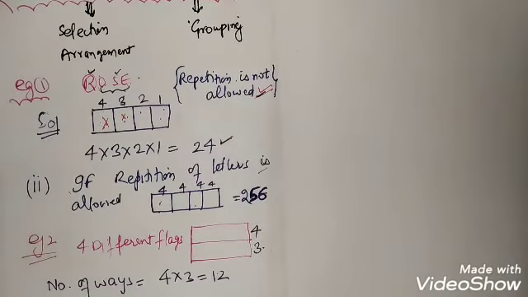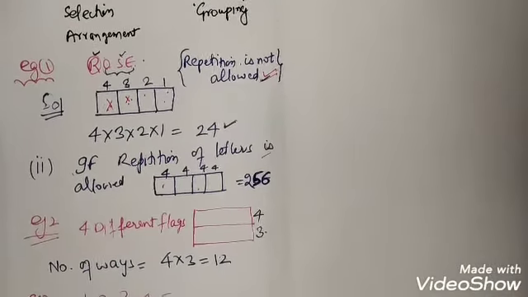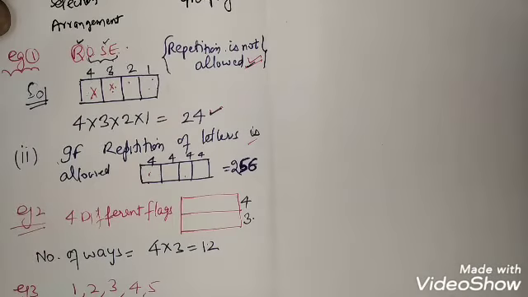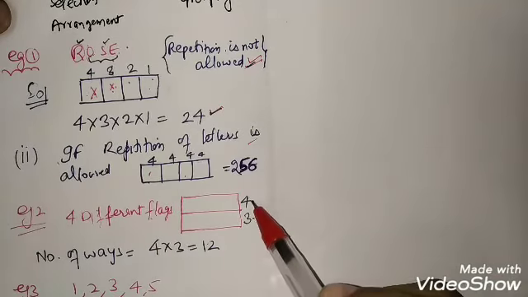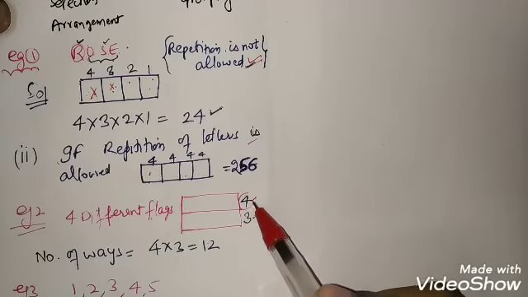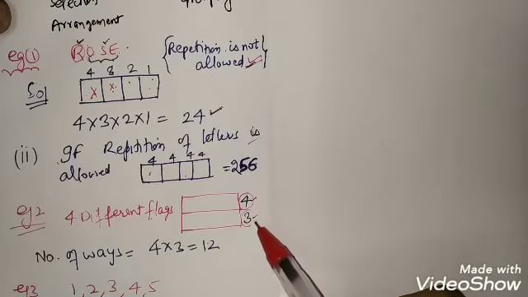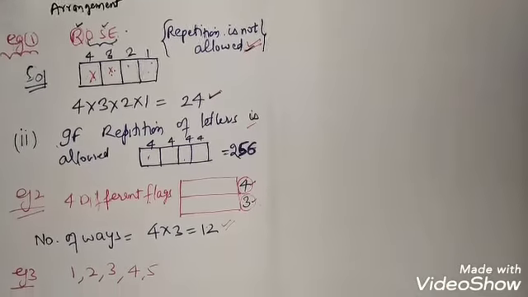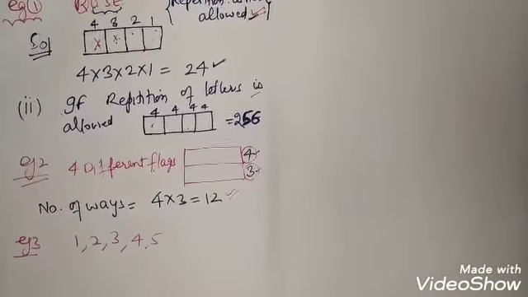Okay, moving to example number 2 of your NCERT. What it says: 4 different flags of different color can be formed by using 4 flags. 2 different signals can be generated. The signal is generated by using 4 flags, and by using 2 flags at a time. So for the first box we are having 4 choices. For the second box we are having 3 choices. So 4 into 3 is very obvious, 12.